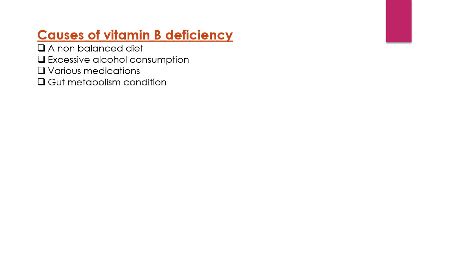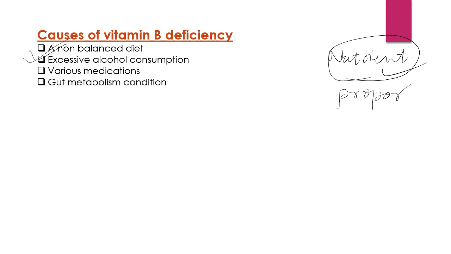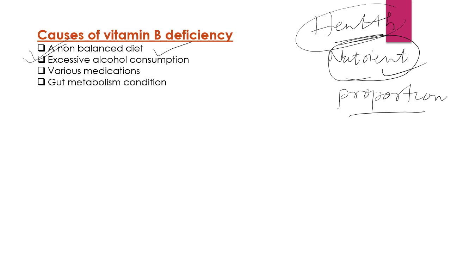The first one is a non-balanced diet. What is a balanced diet? When all of the nutrients are present in a perfect proportion, which are needed for our health, that is called a balanced diet. If you take a non-balanced diet regularly, then that might cause vitamin B deficiency.